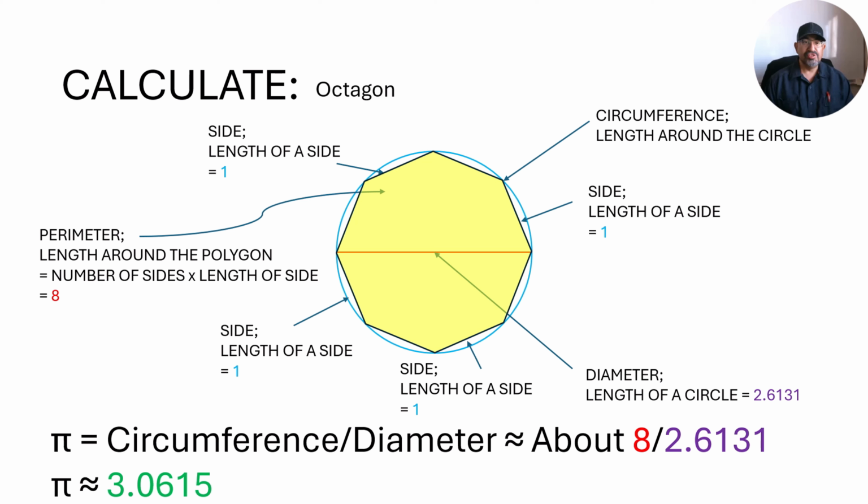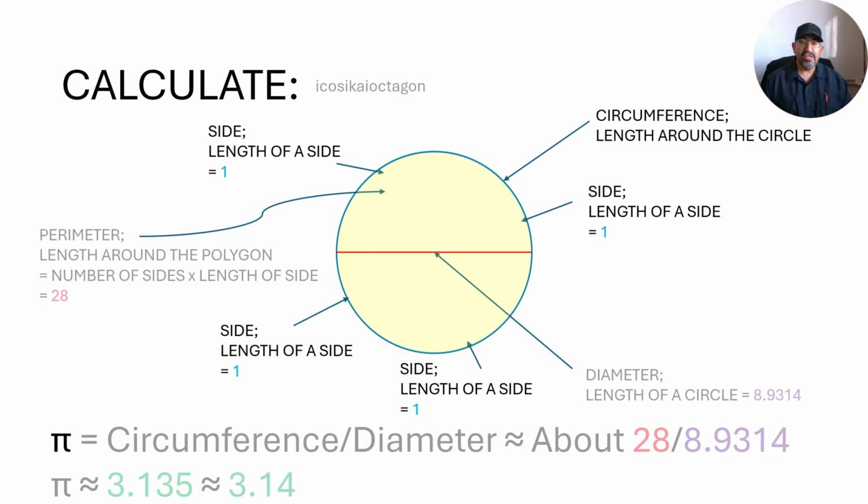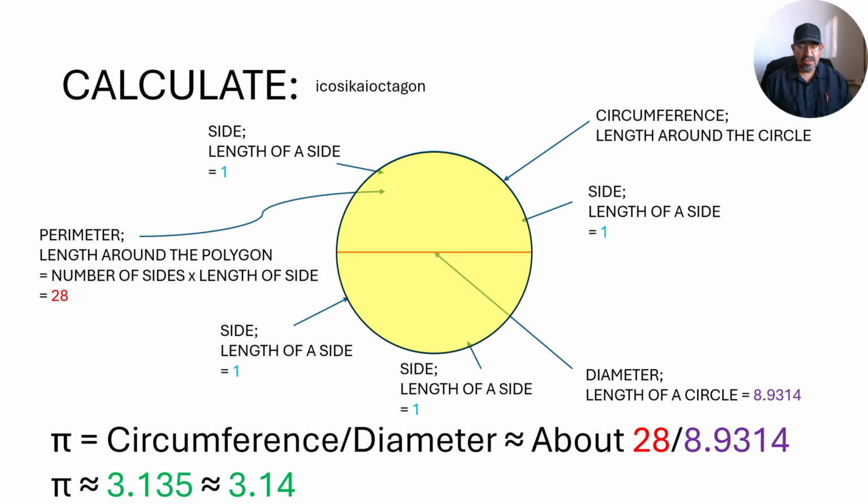Let's do a large polygon with 28 sides. With 28 sides, you'll start seeing that it's shaping into a circle now. We calculate the diameter, 8.9314. And that will give you the pi ratio of 3.14. So now we're a lot more accurate to what the number should be.